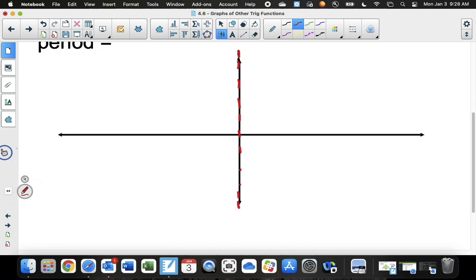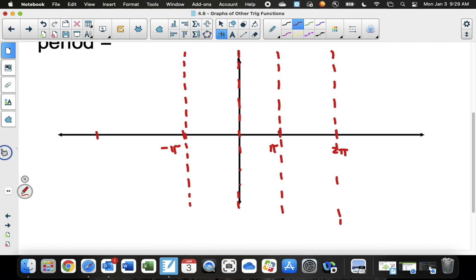So here's a vertical asymptote at 0. Let's go over here to pi. If I wanted to add another one, we could put 3 pi, 4 pi. We could keep going as long as we want. And same thing, I'm going to go in the negative direction as well. So at negative pi and negative 2 pi, we also have vertical asymptotes.